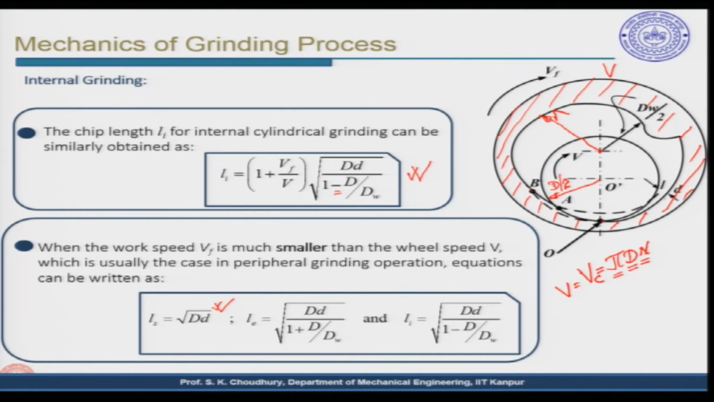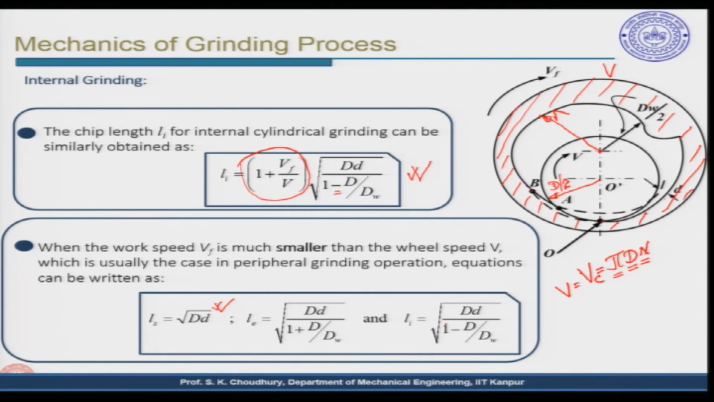Now what we are saying is that the Vf can be considered much smaller than the Vc, that is, the feed velocity given to the workpiece is much smaller than the cutting velocity given to the grinding wheel. In that case, we can ignore this factor, that is, 1 plus Vf by V can be considered equal to 1, and therefore the chip length in the surface grinding can be considered as root over D into d. And in case of external grinding, it will be root over D d upon 1 plus D by Dw, and in case of internal cylindrical grinding, this sign will be changed.